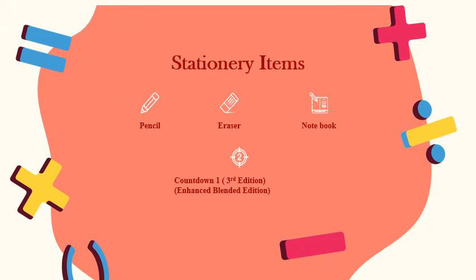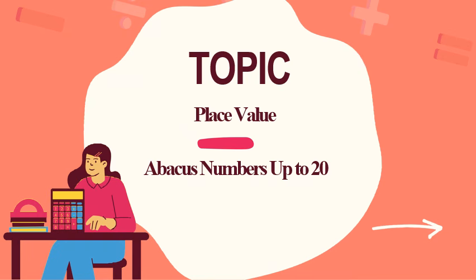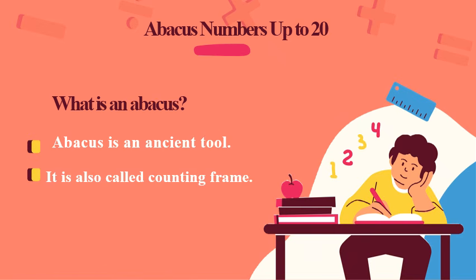Dear students, you need a few stationery items like pencil, eraser, notebook and Countdown 1. In this lecture we will discuss pages 20-21 from Countdown 1. Our topic is place value. We will discuss numbers up to 20 by using abacus. At the end of this lecture, students will be able to understand place value with the tens and ones rule, identify abacus parts, and read the numbers on the abacus.